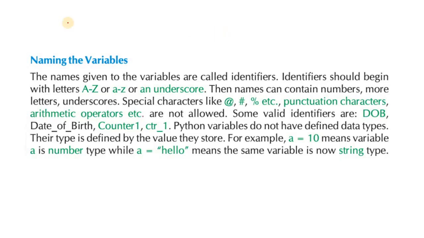Next, variables, how do we name them? You see, the names given to the variables are called identifiers. Identifiers should begin with letters, capital letters A to Z, or small letters a to z, or an underscore. Then names can contain numbers, more letters, and underscores. Remember, special characters and punctuation characters are however not allowed. So you see, these are the ones which are allowed, and the not allowed list is these now. These are punctuation characters, hash, at the rate, percentage, arithmetic operators.